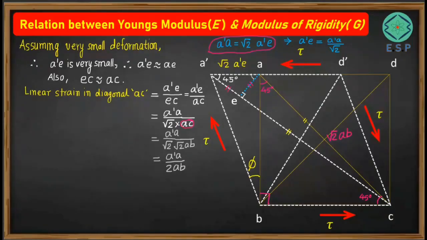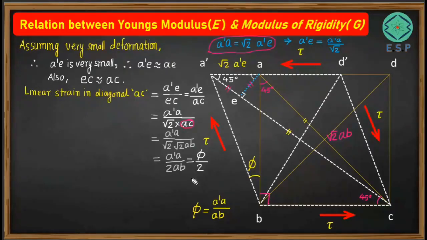So we have already discussed earlier that the shear strain phi is the ratio of lateral displacement, that is A dash A, of the layer divided by its distance from fixed layer, that is AB. Okay, so this already we have discussed earlier. So shear strain phi is nothing but A dash A by AB. So from here you will get this A dash A by AB is going to be phi. So it will be, friends, phi by 2. So I got linear strain in diagonal AC is nothing but shear strain phi divided by 2.